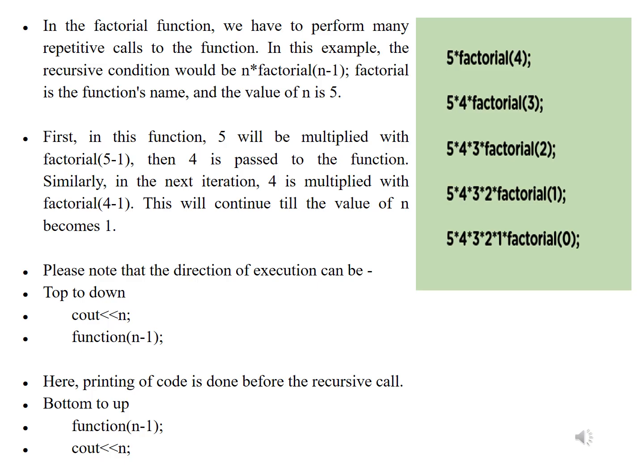Please note that the direction of the function can be top to bottom, that is factorial of n minus 1, where the printing is done before the recursive call, or bottom to up: factorial of n minus 1, then cout n.